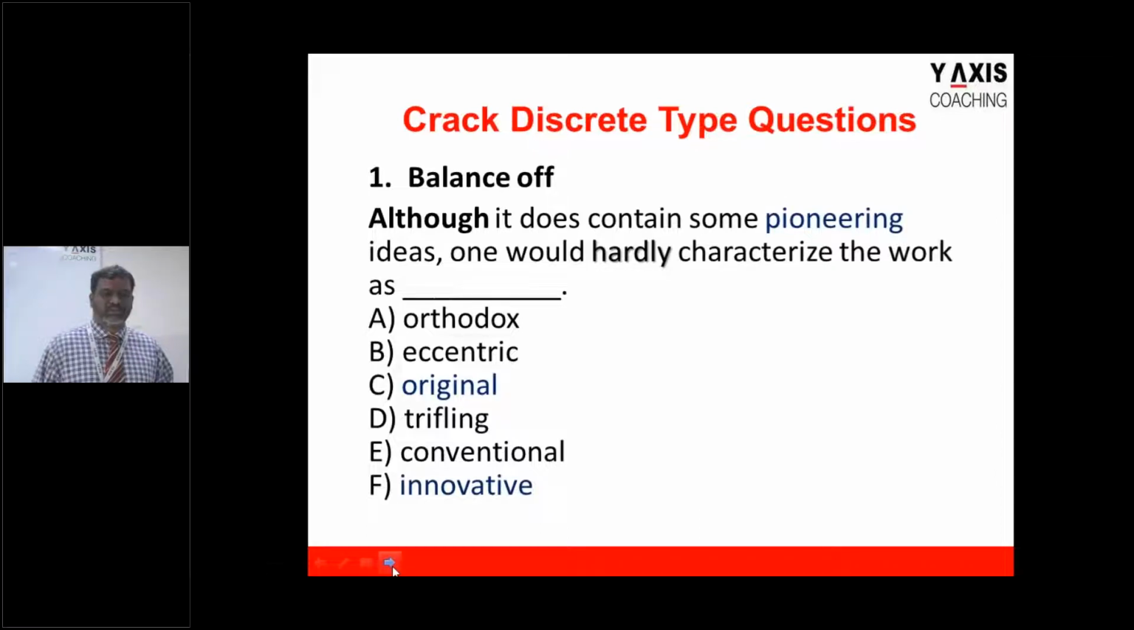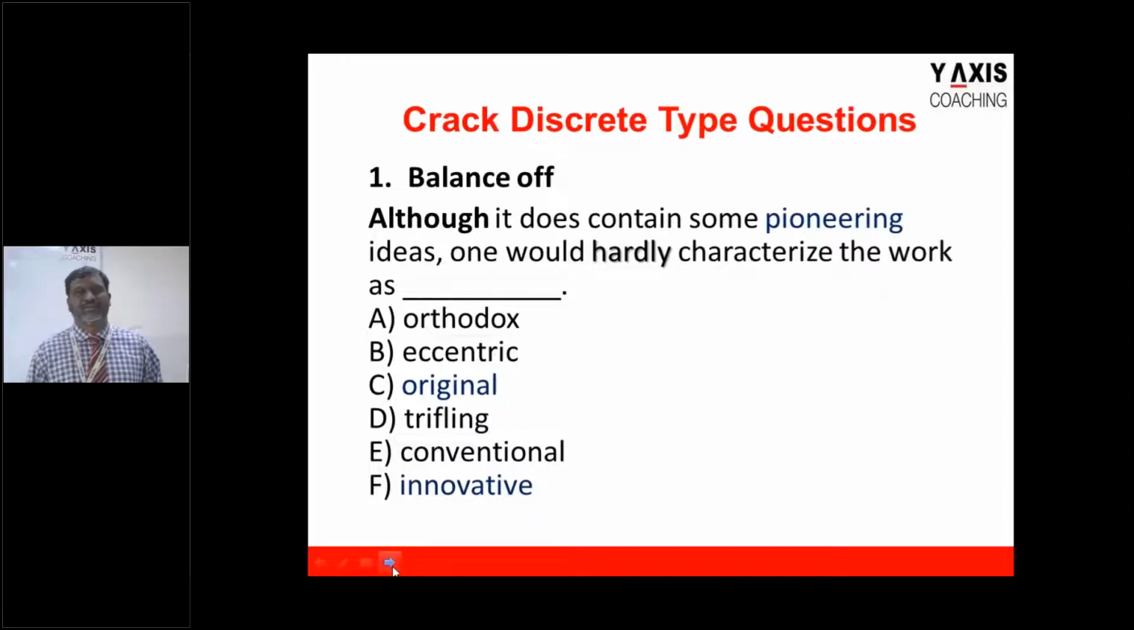So when it comes to these fill in the blank questions, I'm trying to categorize them into about 5 to 6 different types. This can serve as a template, and you can see that most of the questions can come under one of these types. So the first one is where you have double negatives.